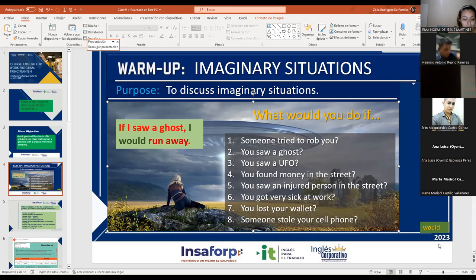Okay, nice. If you lost your wallet, Erling, what would you do? If I lost my wallet, I would be very sad. And I think very angry because in my wallet I have my documents, my credit card, and a lot of things. Okay, and that's difficult and expensive to replace everything, right? Yeah. Okay. Mauricio, if someone stole your cell phone, what would you do?